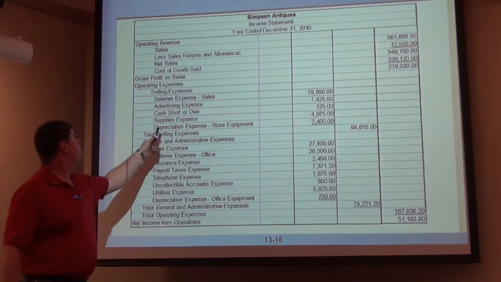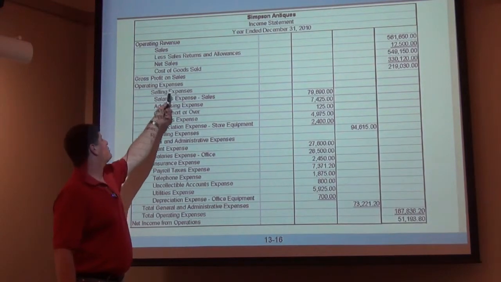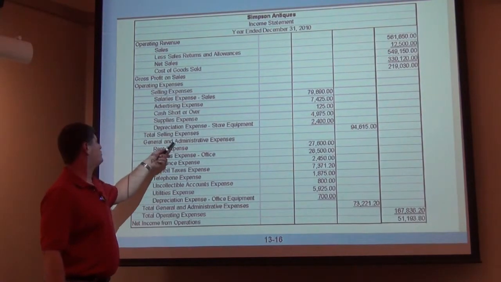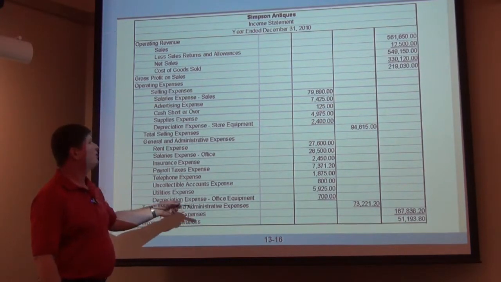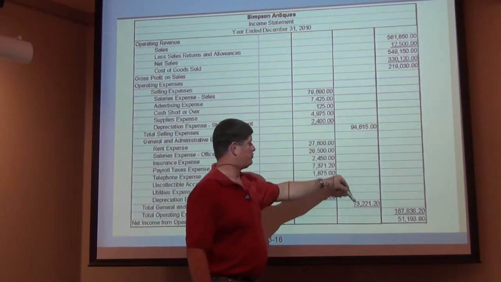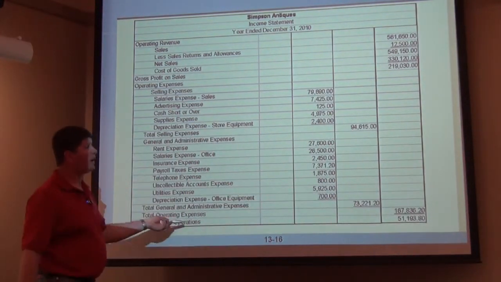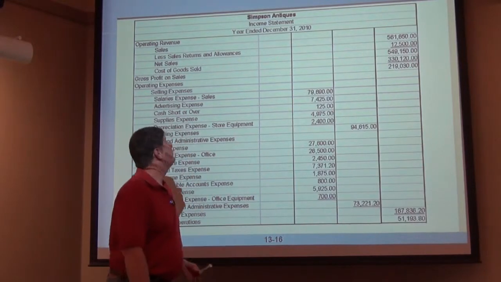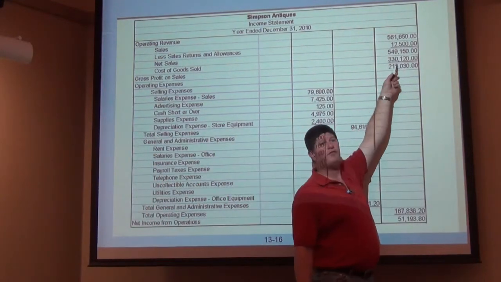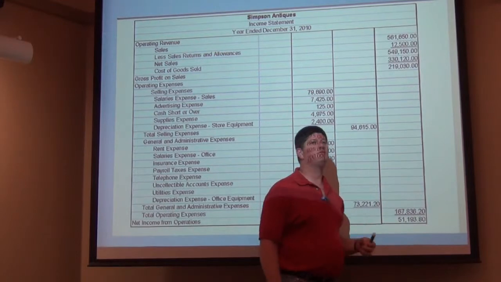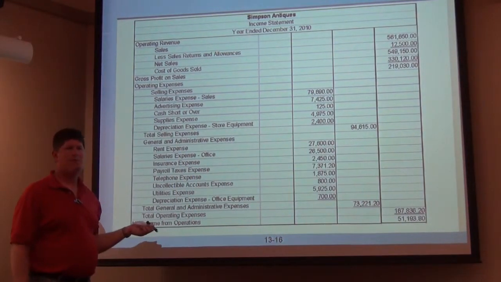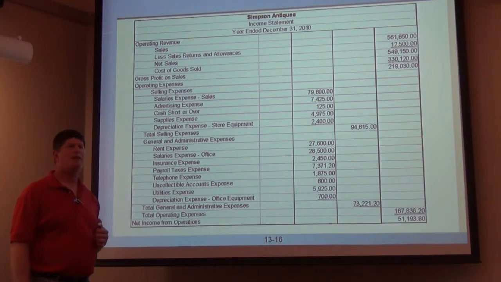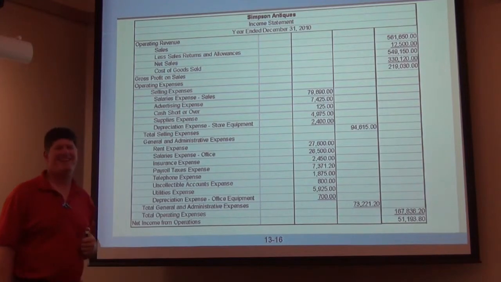So you've got operating expense, subheader selling, total selling, subheader general and administrative, total general and administrative expenses. You add your selling and your G&A expenses together and you get total operating expenses. Gross profit minus total operating expenses gives you income from operations. Right? Somebody smile and say yes. Okay.